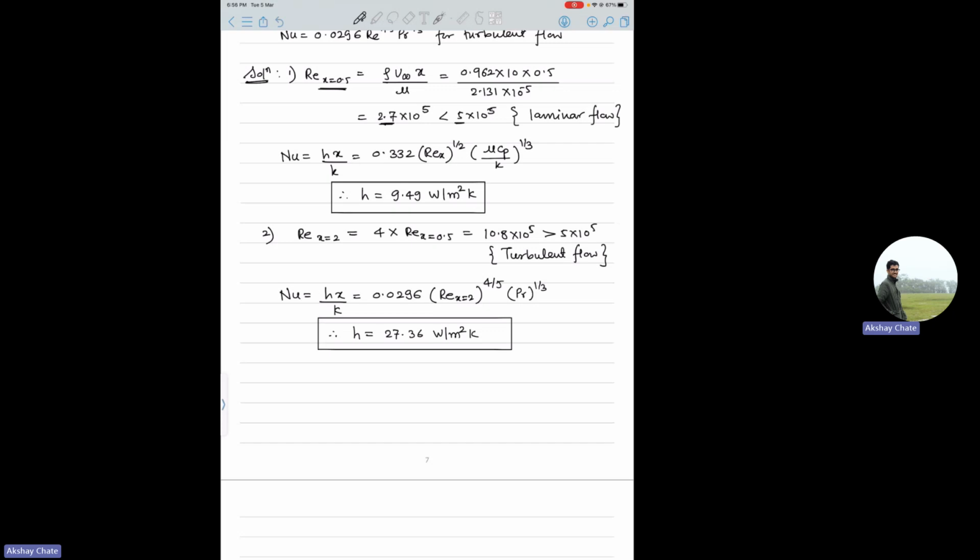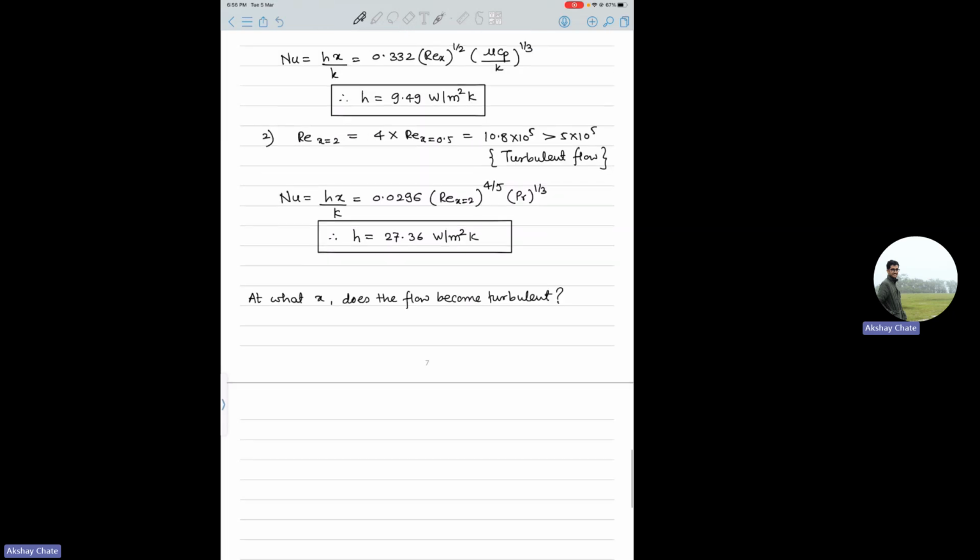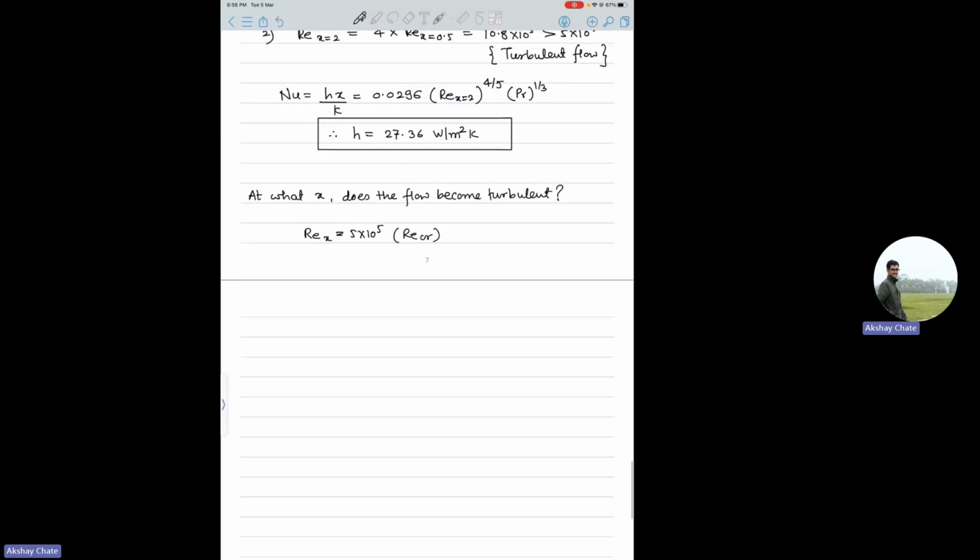Sometimes in interviews they ask this question. And as an extension of this question, I can just add one more question: at what x does the flow become turbulent? In some questions they ask this also. So here you have to find the x where your Rex is 5 into 10 to the power 5, which is your critical Reynolds number in this problem. So if you do that, you should get x of 0.923 meters.